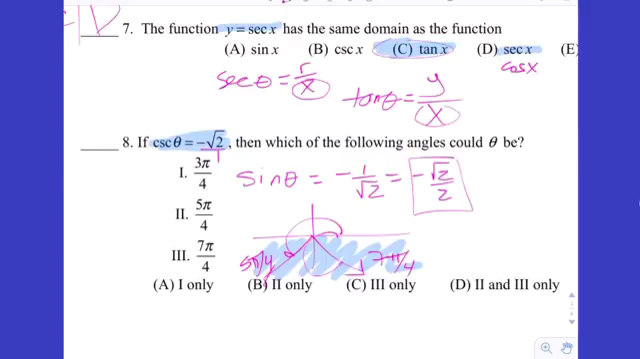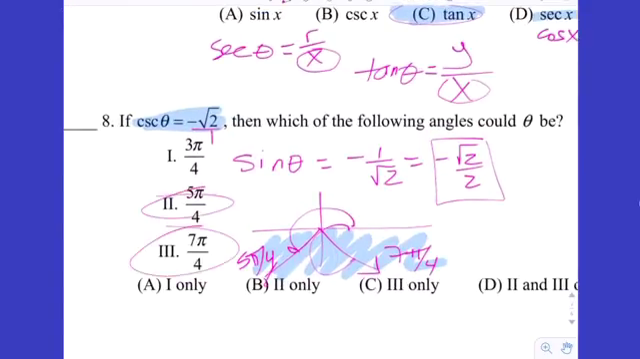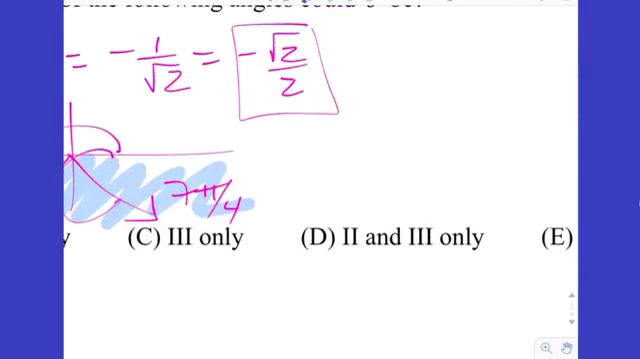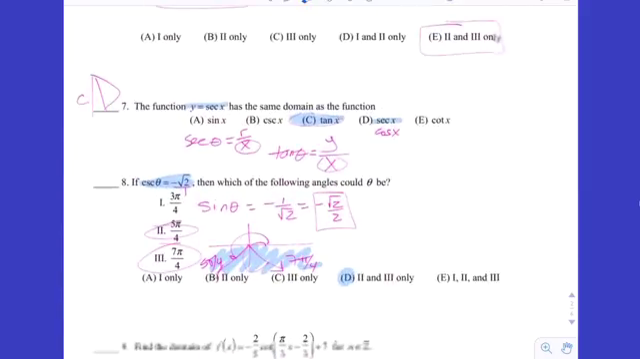And of course, the answer choices that are listed are all within one positive rotation. So it's going to be 5 pi fourths and 7 pi fourths, which again is 2 and 3 only, but now it's answer choice D instead of E. So there you go, D. If that had said secant equals negative square root of 2, then you would have put it in terms of cosine, all right?